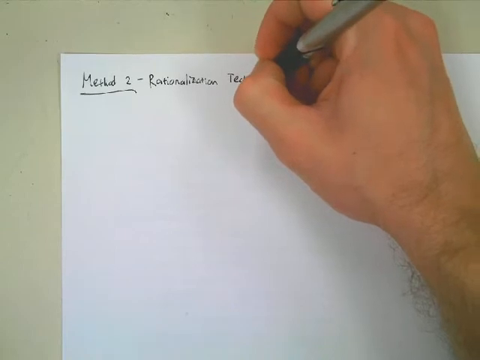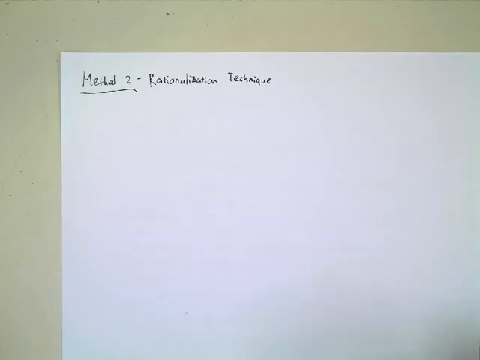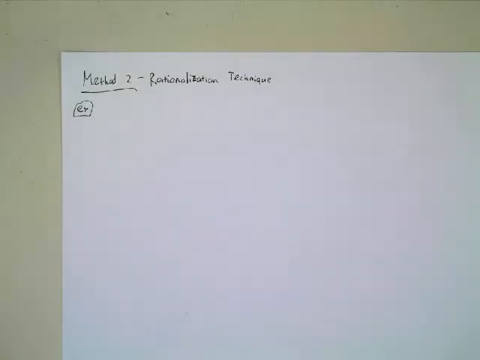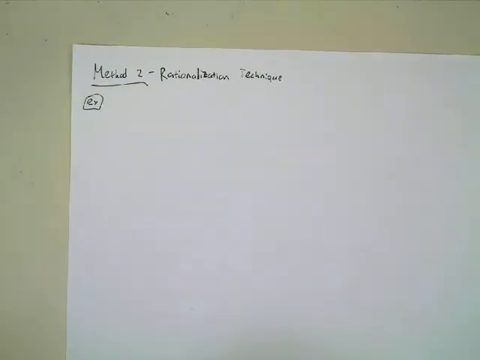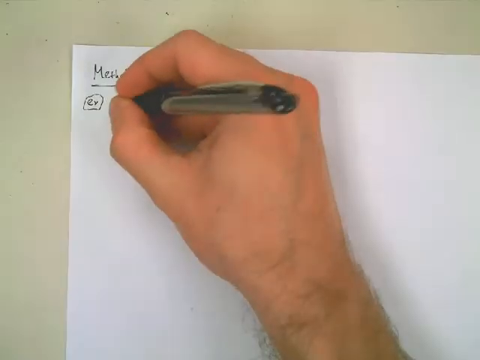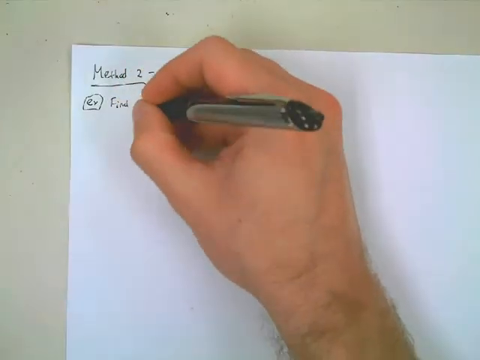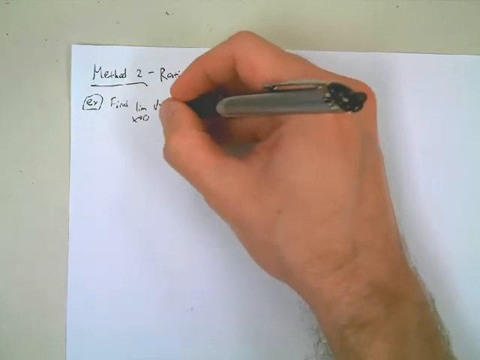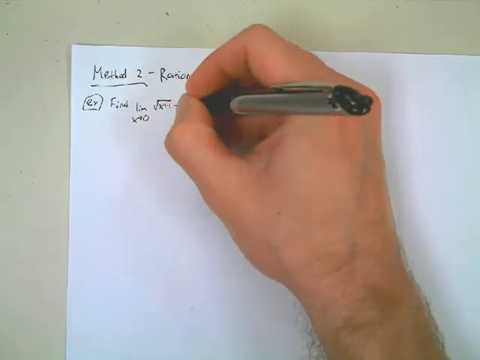Okay? It's about to get messy. Alright, so here we go. Hope you got plenty of space. Good. Alright, we're going to find the limit as x approaches 0 of the square root of x plus 1 minus 1 over x.